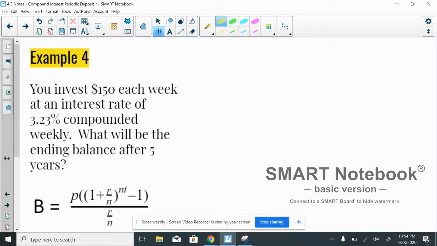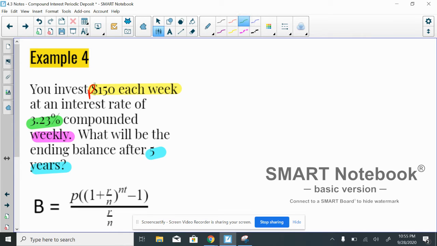Okay, guys, example 4, more of the same, just like example 1, 2, and 3. So we're going to invest $150 each week at an interest rate of 3.23% compounded weekly, and we want to know the account balance after 5 years. You guys notice that you're depositing weekly and it's compounded weekly, just like I've been saying, it's always got to match. Okay, that periodic deposit on this one is $150.